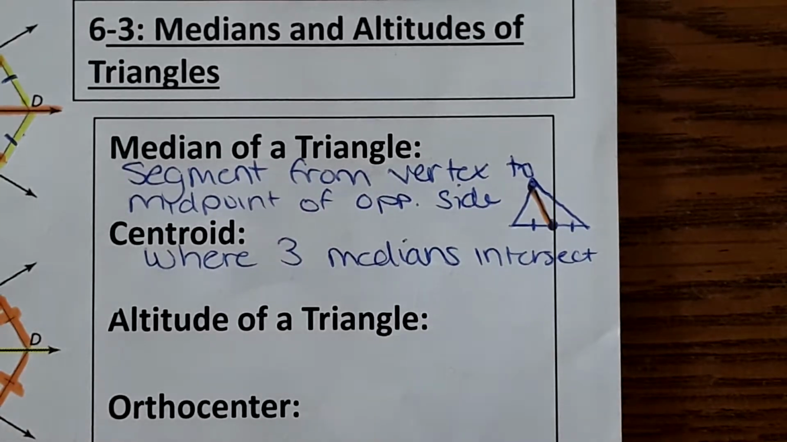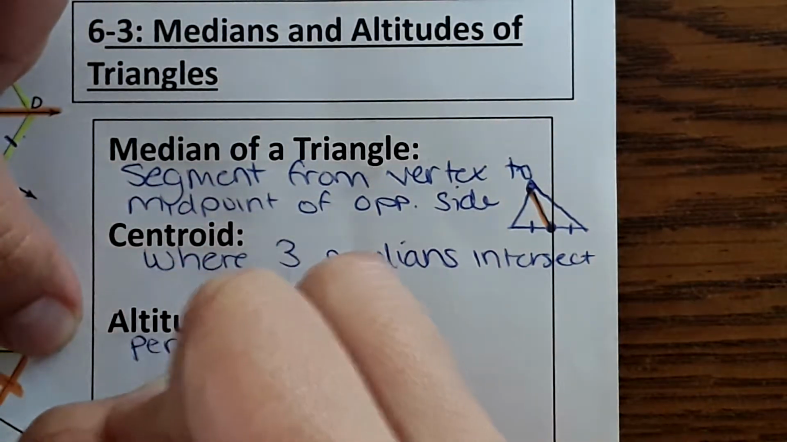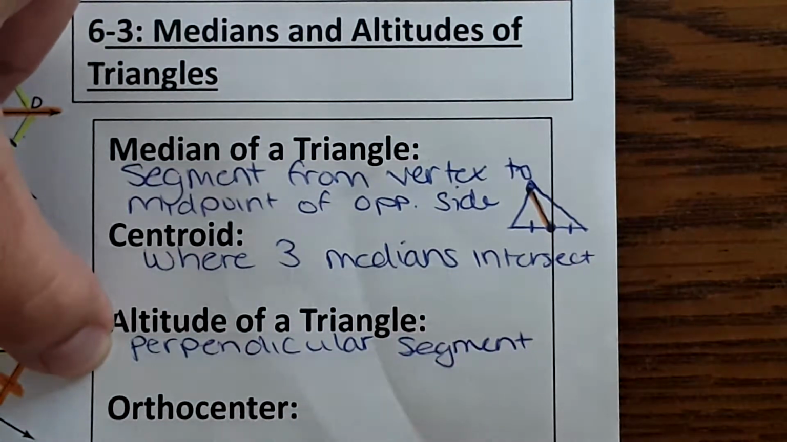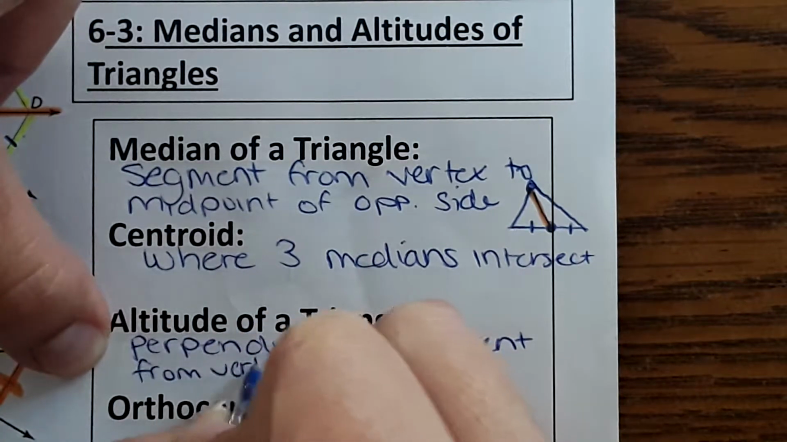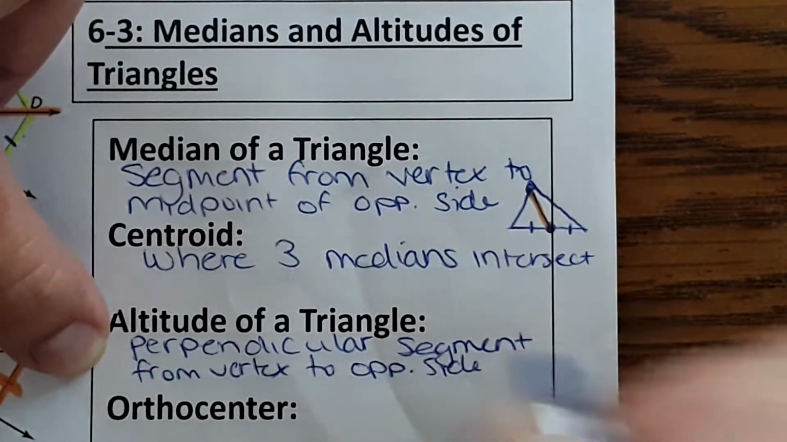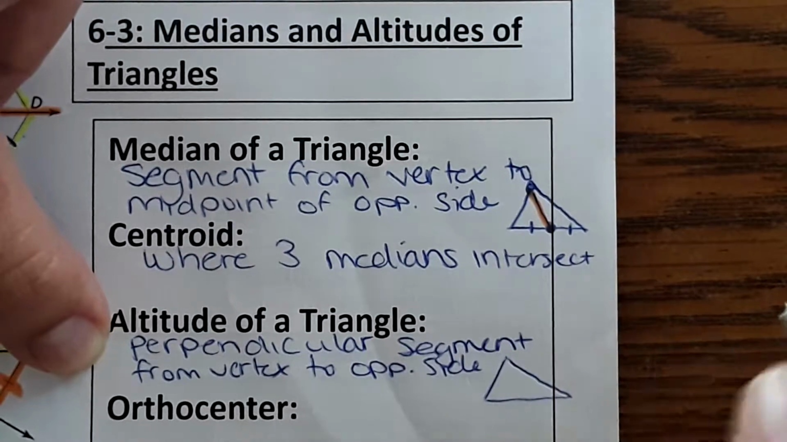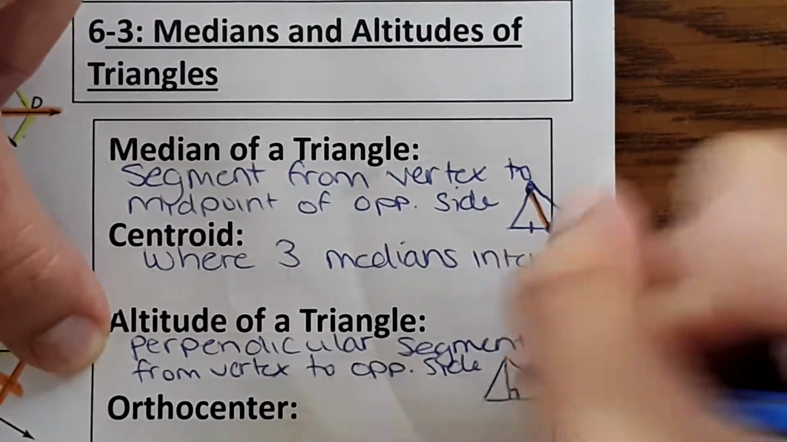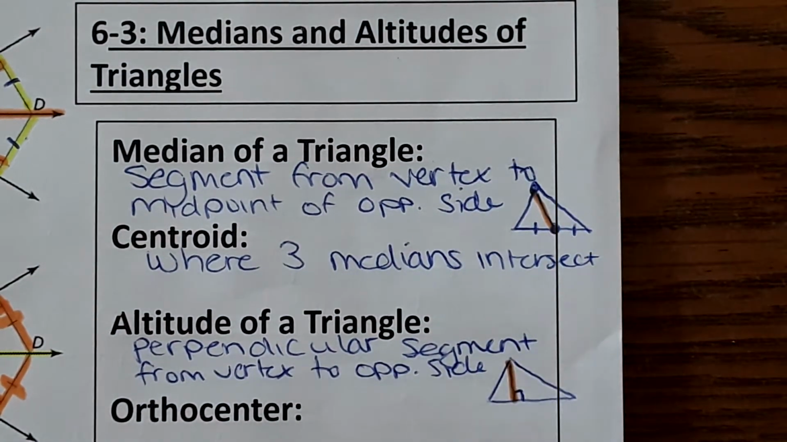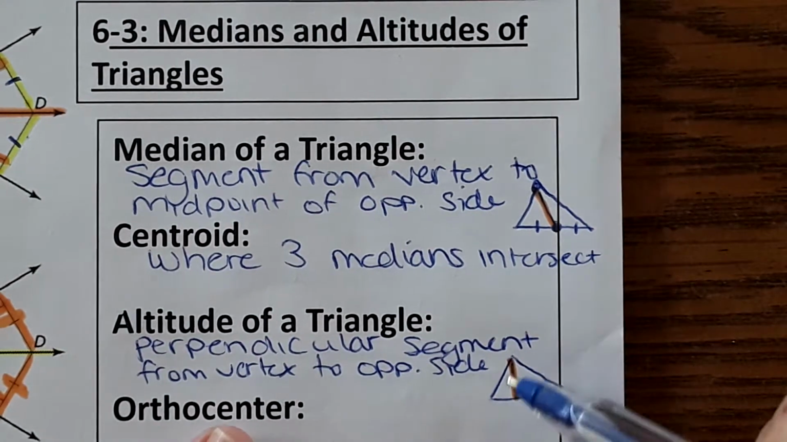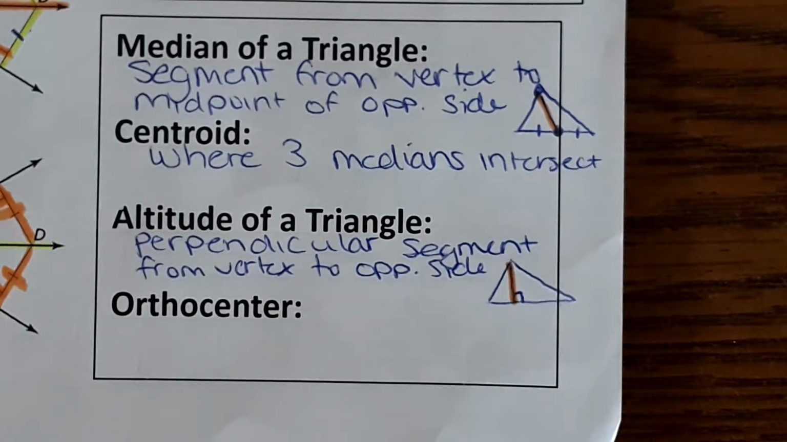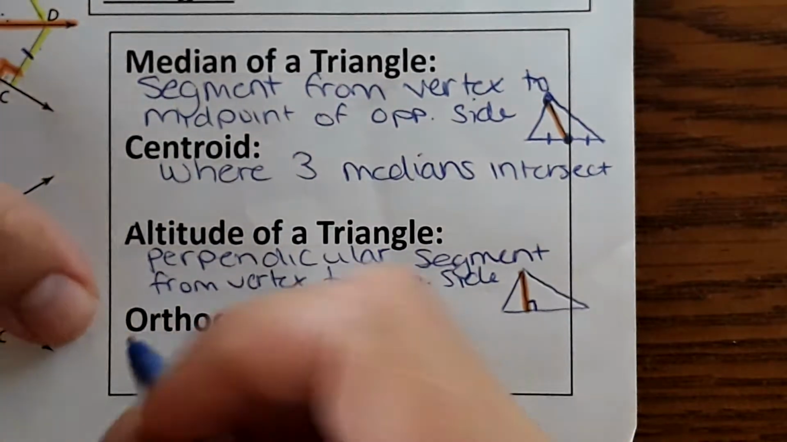And then we have altitude of a triangle. By definition, it's the perpendicular segment from vertex to opposite side, abbreviating opposite. And it looks like this. And with an altitude, there aren't specific measurements involved. Like, it's not bisecting the side, it's not bisecting the angle. And then orthocenter is where the altitudes intersect, where 3 altitudes intersect.